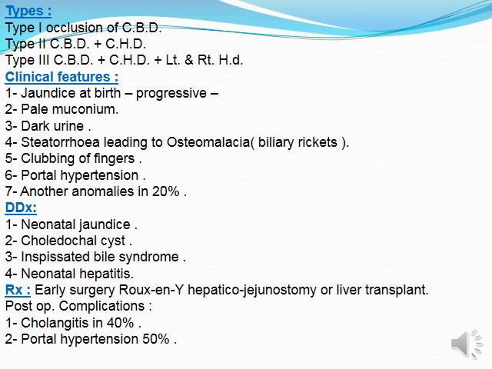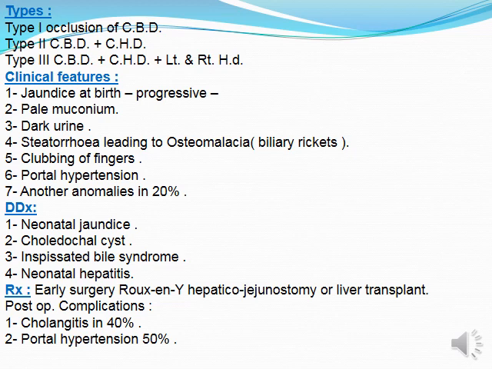Clinical features: 1 jaundice at birth, which is progressive; 2 pale meconium; 3 dark urine; 4 steatorrhea leading to osteomalacia, which is called biliary rickets, in addition to clubbing of fingers, portal hypertension, and presence of other anomalies in 20% of cases. Differential diagnosis: 1 neonatal jaundice, 2 choledochal cyst, 3 inspissated bile syndrome, 4 neonatal hepatitis.